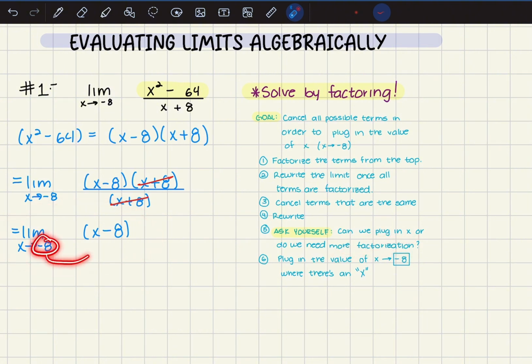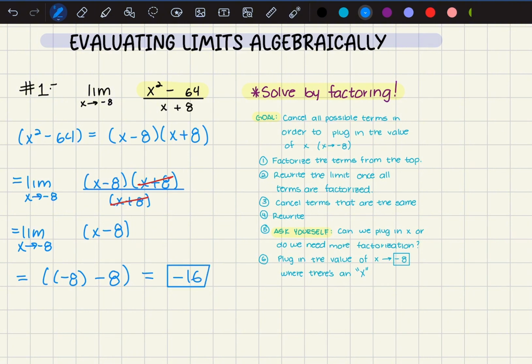In this case, it's not necessary to factorize, so we can just go ahead and plug in negative 8 into the x. So it's going to be negative 8 minus 8, which equals negative 16. And that's the answer to our limit.